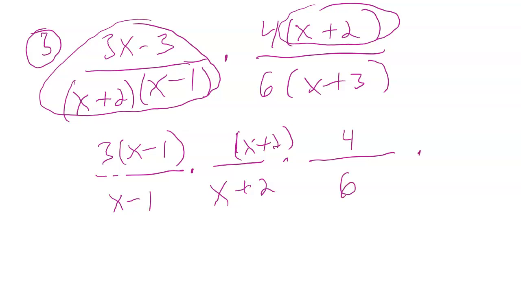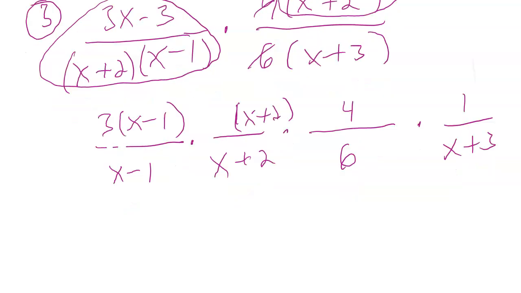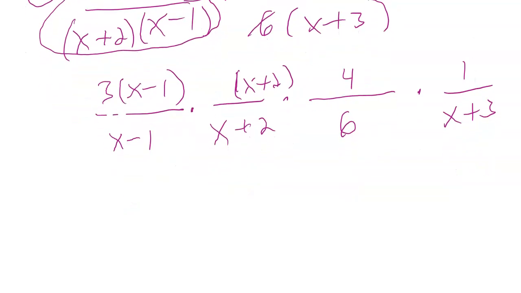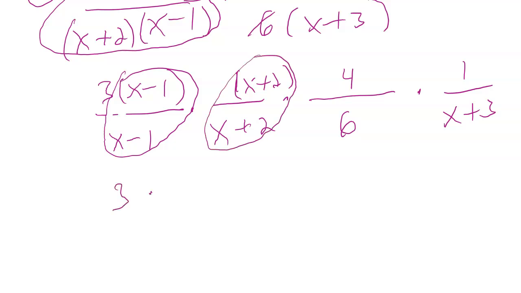This is really unorganized. And then finally, a 1 over x plus 3. Wow, that's really unorganized. All right, this will reduce. This will be 3. These x plus 2s will turn into 1. This will turn into 2/3.